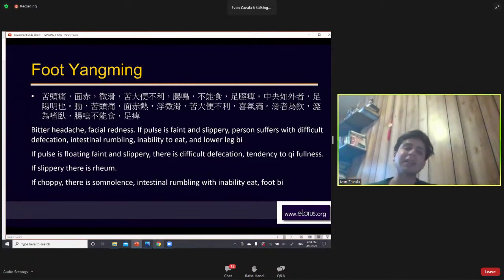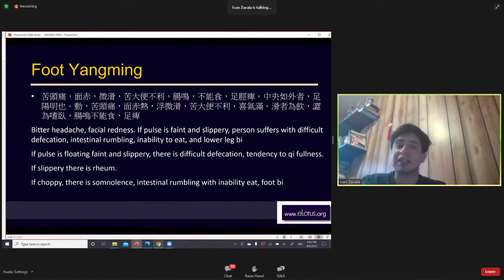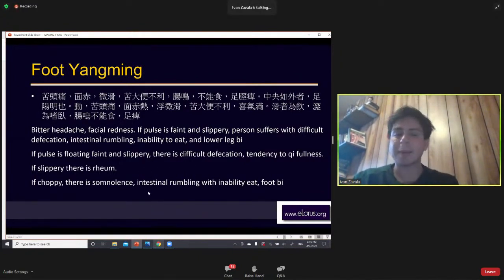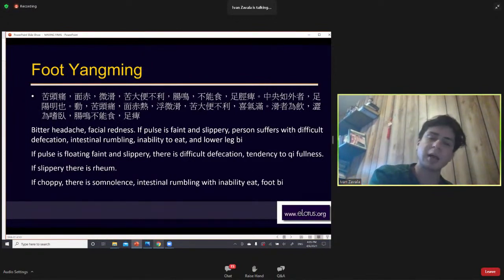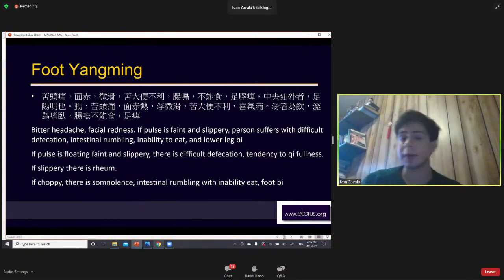Foot bi. Again, remember, foot yang ming is about qi and blood, right? It's the channel full of qi and blood. So if it's choppy, that means qi and blood is not moving correctly, or there's nutritive damage. And so you might get somnolent, you can't sleep because you get stomach yin deficient or something to that degree. And you get intestinal rumbling, inability to eat, foot bi, because again, dryness and weakness is setting in. And stagnation as well, right? Stagnation of yang ming basically leads to dryness, and that leads to qi deficiency, yang deficiency. So remember, that's a progression of foot yang ming. First, yang gets stuck, leads to stagnation, dryness, and qi deficiency later on.